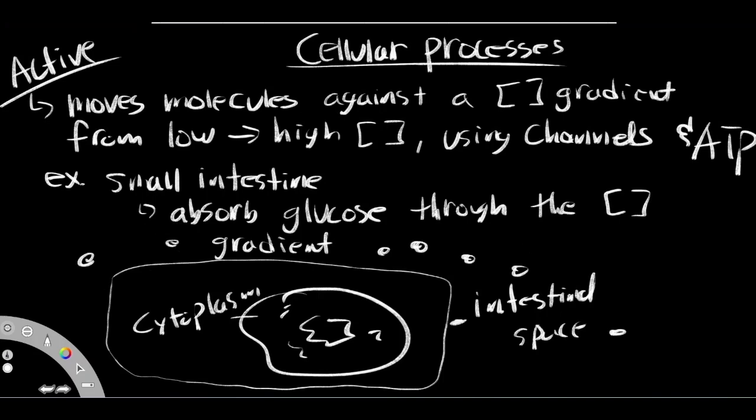How many is that? 2, 4, 6, 8. So let's say 8 glucose molecules on the outside, in the intestinal space. But let's say there's a lot more in here. 1, 2, 3, 4, 5, 6, 7, 8, 9, 10. Let's say we have 10 inside the cytoplasm. It would be difficult for these molecules to be able to go through. You would think it wouldn't work. But in order for that to go through, you would need ATP to release that energy so that it can go through.